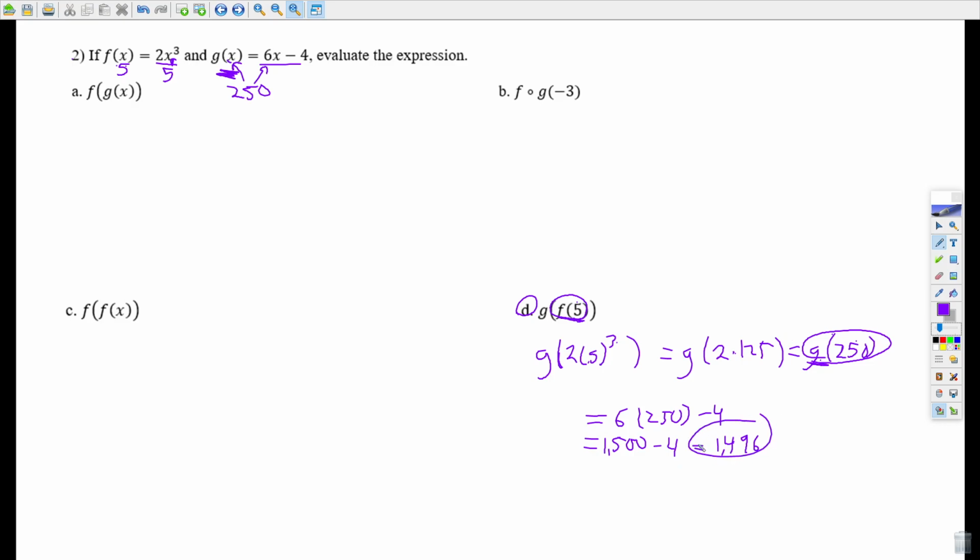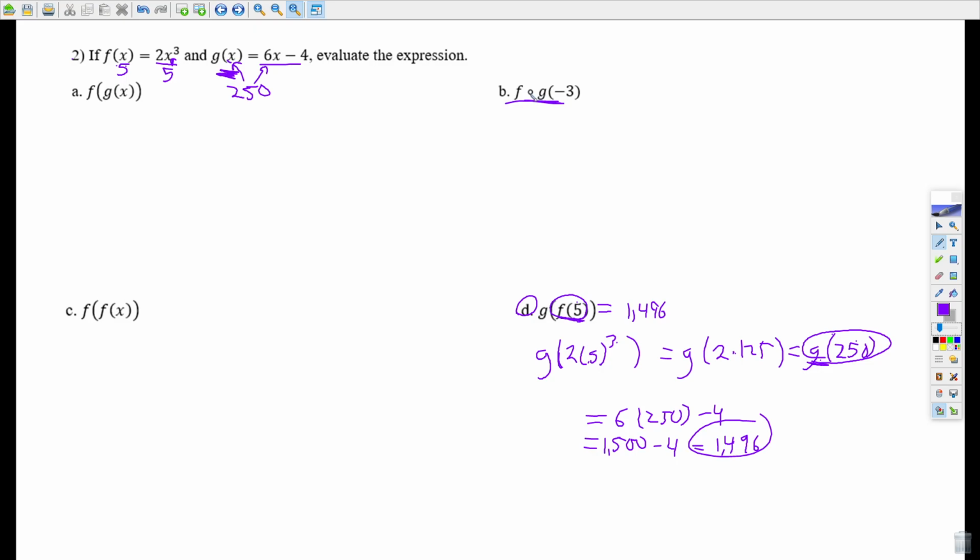$14.96. So we can say from the very beginning that g of f of 5 is equal to just a number, 1496. I would highly recommend you go through and do part B, which I'll set up for you to make sure you know how to do it.